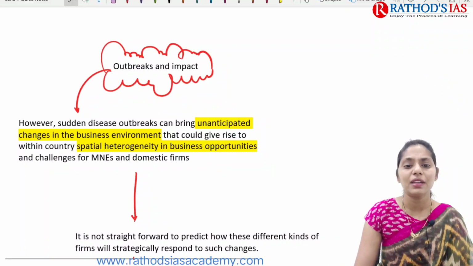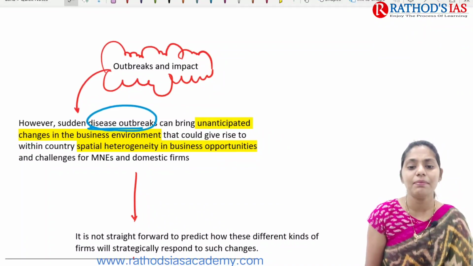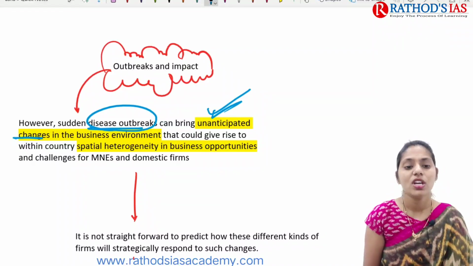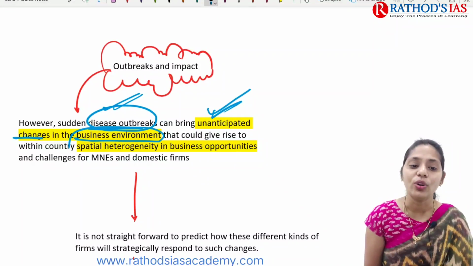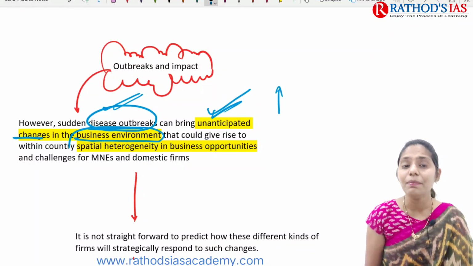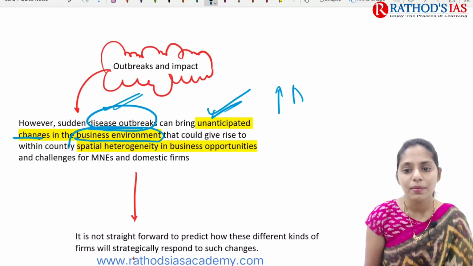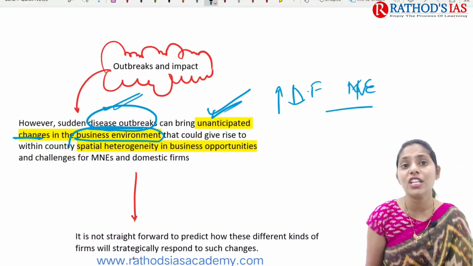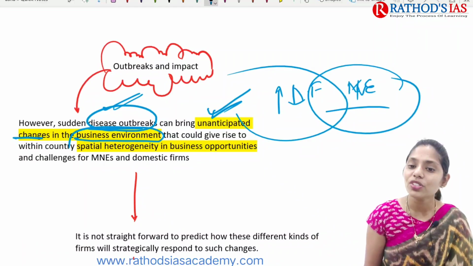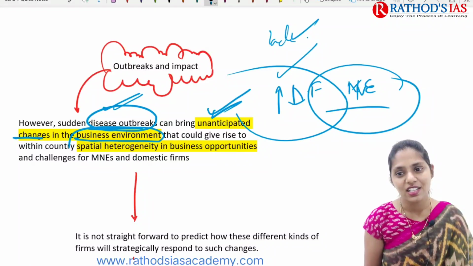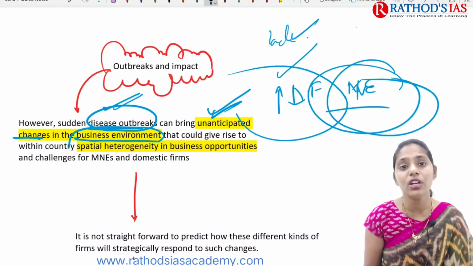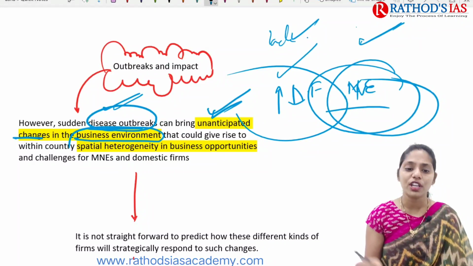If you are talking about outbreaks and impact, sudden disease outbreaks can bring some unanticipated changes in the business environment. Whenever there is a sudden disease outbreak, it will have an impact on the business environment, because it has the ability to give rise to spatial heterogeneity in business opportunities. For domestic firms and for multinational enterprises, the same opportunity will not be there, because domestic firms might lack infrastructure, they do not have proper technology, and their production units are very small. But multinational enterprises will have good updated technology and larger production units as well.